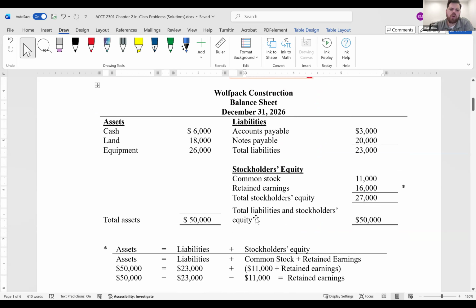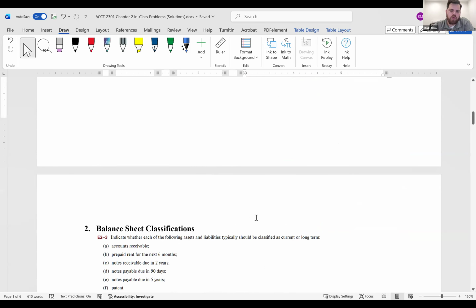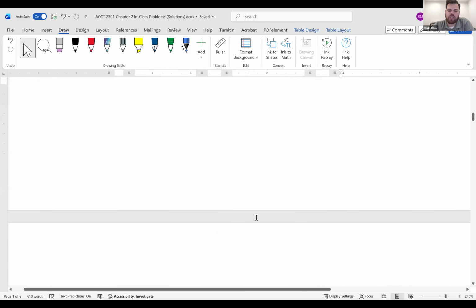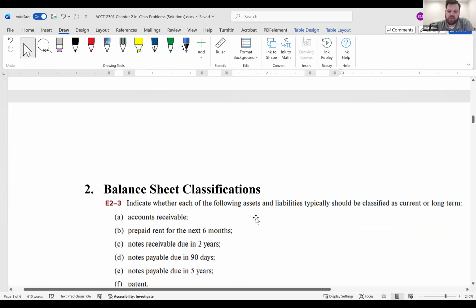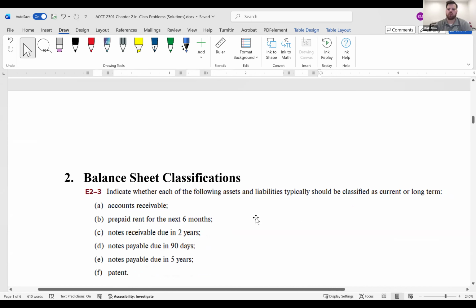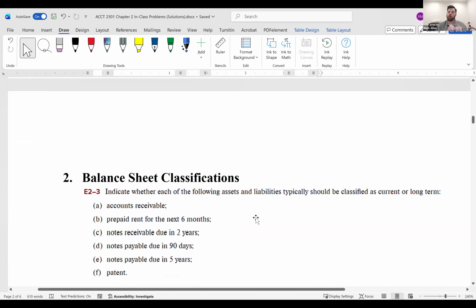All right. For our second question here, we're going to be looking at classifications on the balance sheet more specifically. So now we're trying to split things between current assets and long-term assets, and current liabilities and long-term liabilities. So let's see how that works.